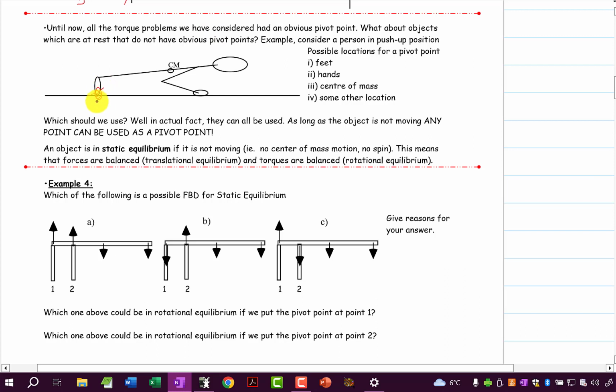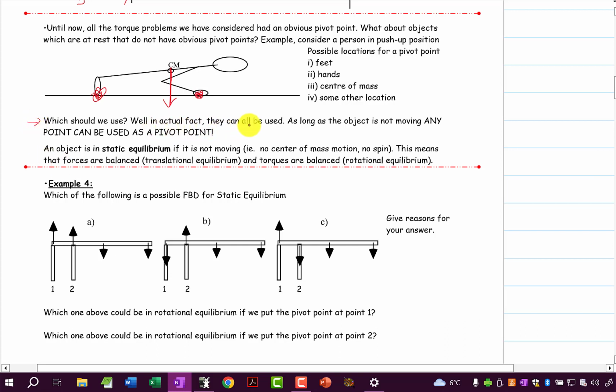Around the feet or around the hands? Around the guy's or the gal's center of mass? Or somewhere else? Which should we use?